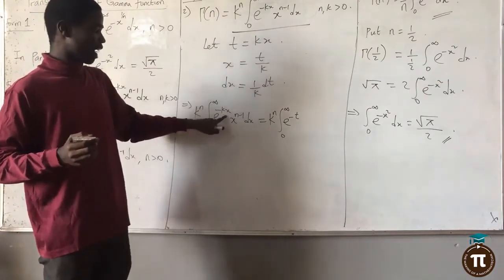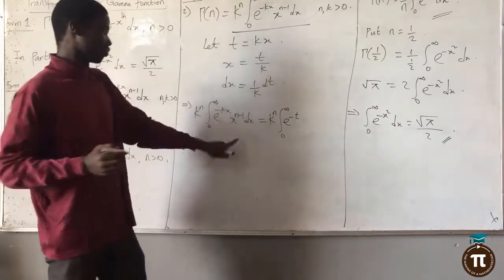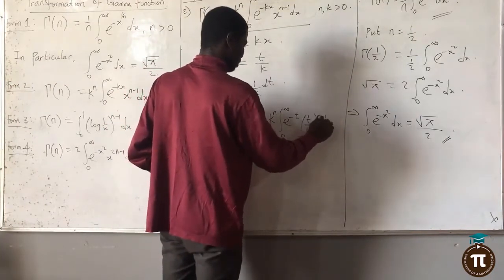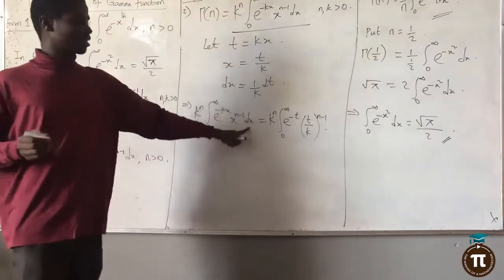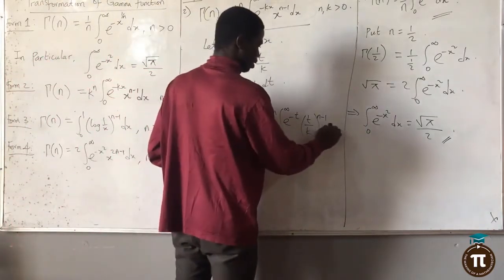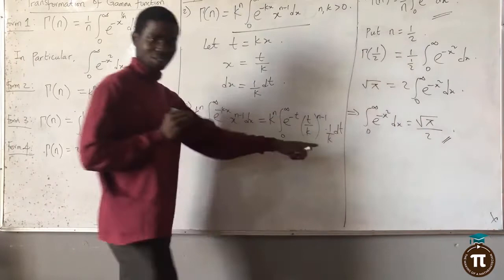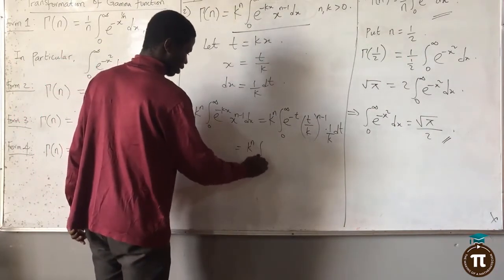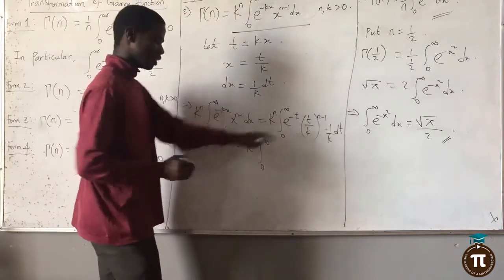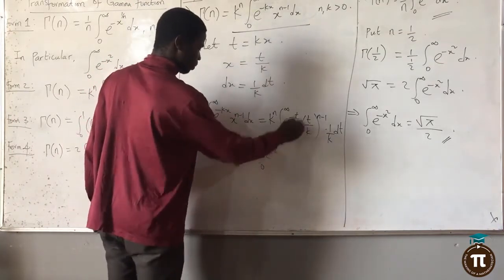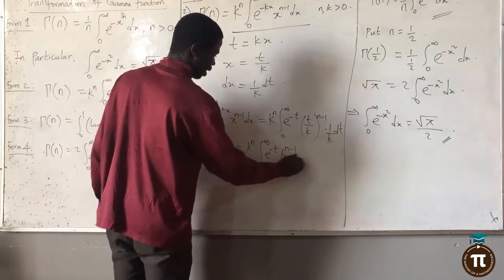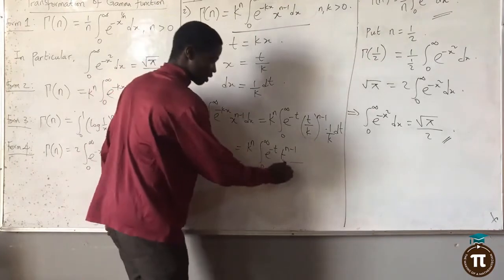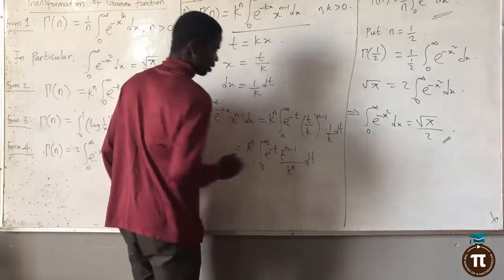So e raised to the power of minus t, s is t over k, so I have open bracket t over k raised to the power of n minus 1 multiplied by the ds. The ds is 1 over k dt. So this will become k raised to the power of n integral of 0 to infinity, e raised to the power of minus t, t raised to the power of n minus 1 over k raised to n minus 1 multiplied by another 1 over k. It will give me exactly k raised to the power of n, dt.